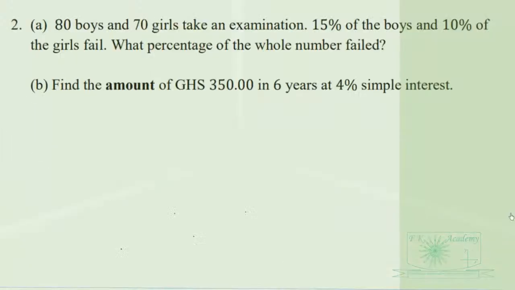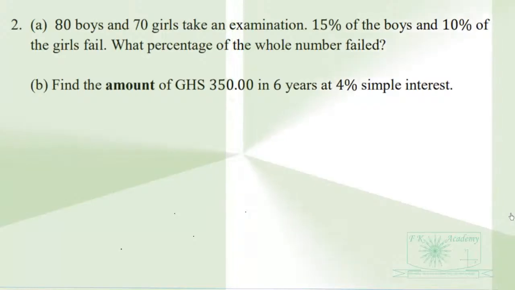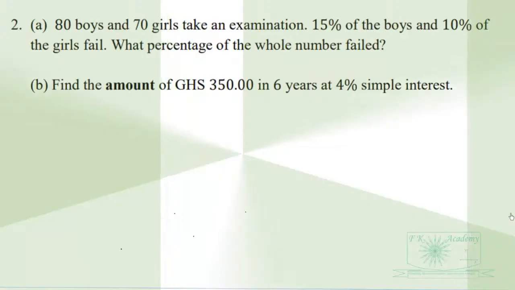We have the second question here. The second question is on percentages and also simple interest. 80 boys and 70 girls take an examination. 15% of the boys and 10% of the girls fail. What percentage of the whole number failed? Find the amount of Ghana cedis 350 in 6 years at 4% simple interest.